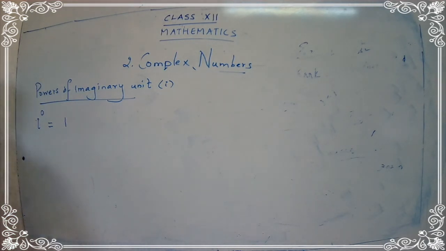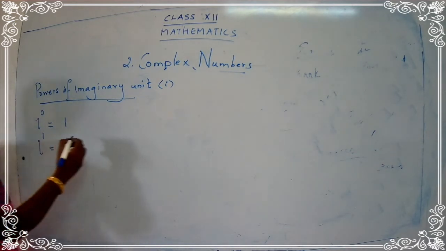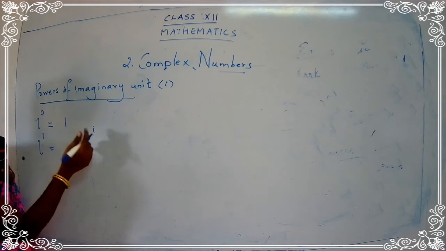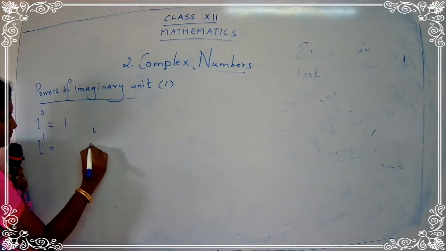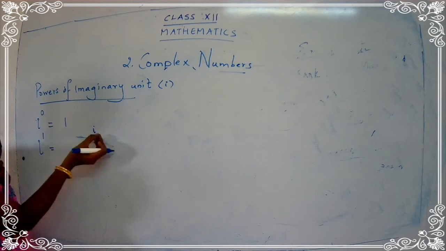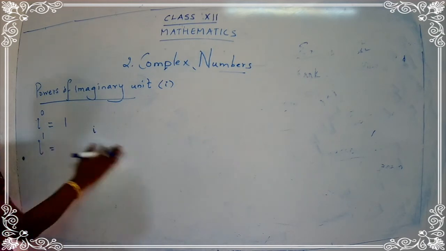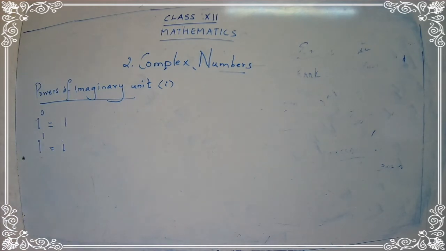Okay, done. Now let's go for the next one. i raised to 1. What is i raised to 1? You can just write i like this, or have a small hook, because i and 1 sometimes look the same. So i raised to 1 is equal to i. Anything raised to 1 is the same number. 2 raised to 1 is 2. 3 raised to 1 is 3. 1000 raised to 1 is 1000. So i raised to 1 is i.